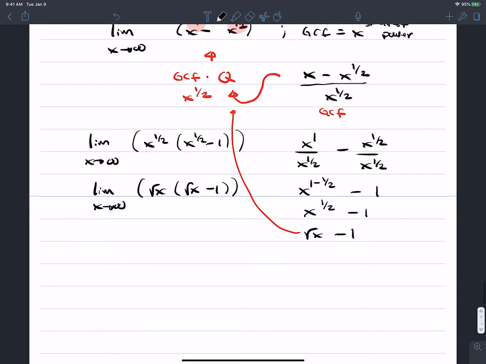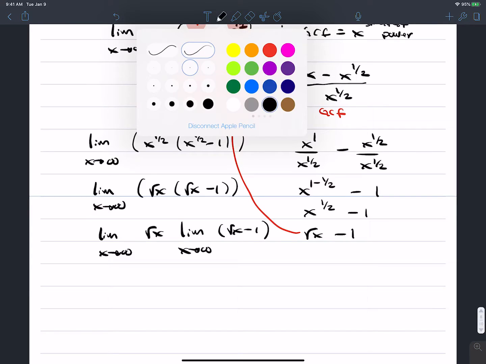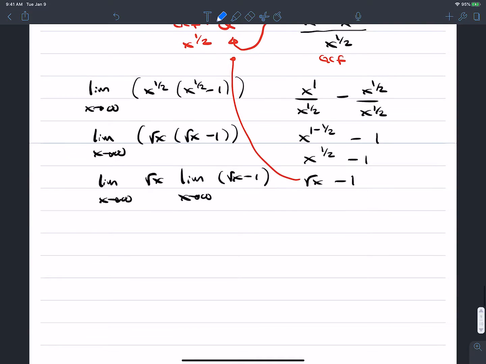You could determine this because the limit of a product is the product of limits. So we get the limit as x goes to infinity of the square root of x, times the limit as x goes to infinity of the square root of x minus 1. And so this first limit is going to be what? What's the first limit going to be? Infinity. What's getting big again? X is getting big, is that right?